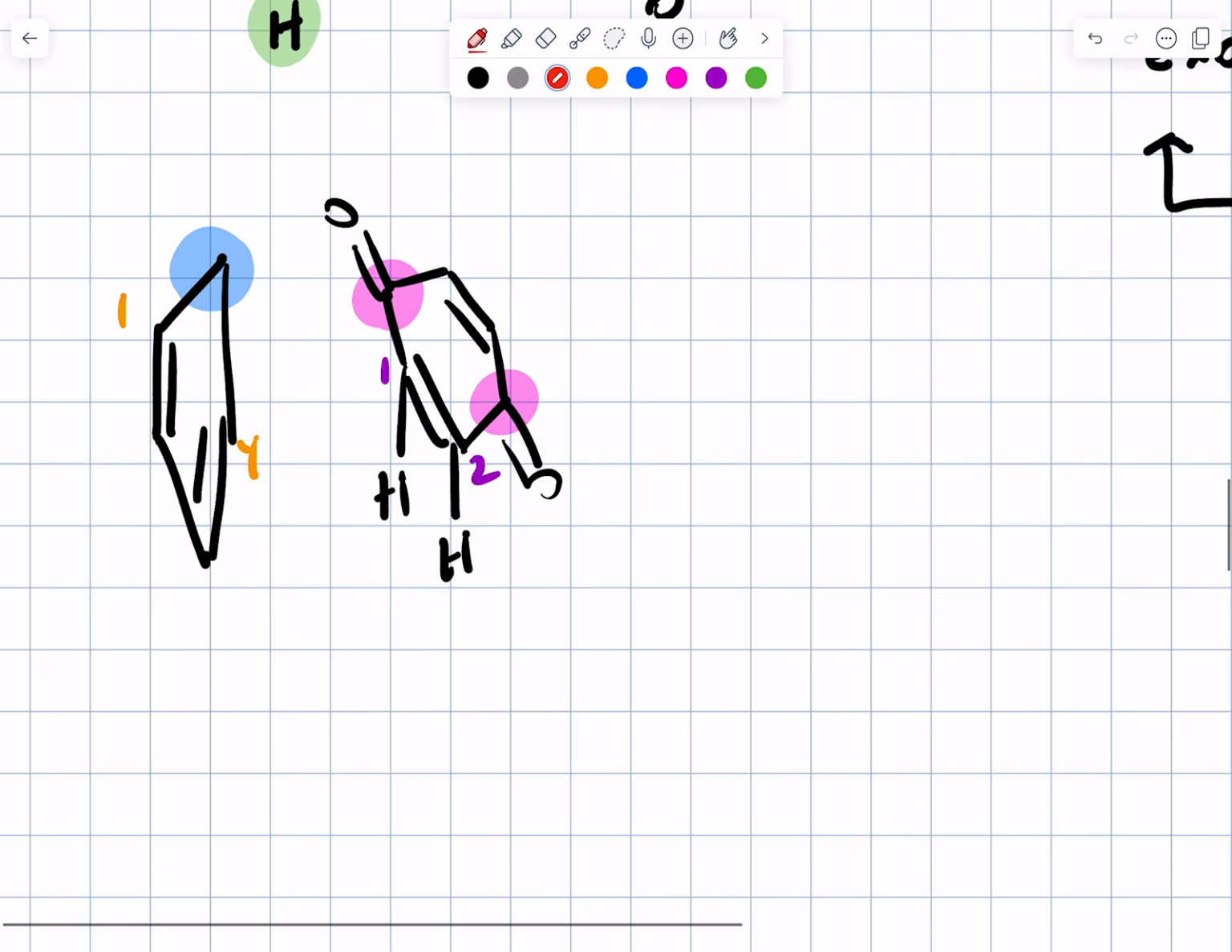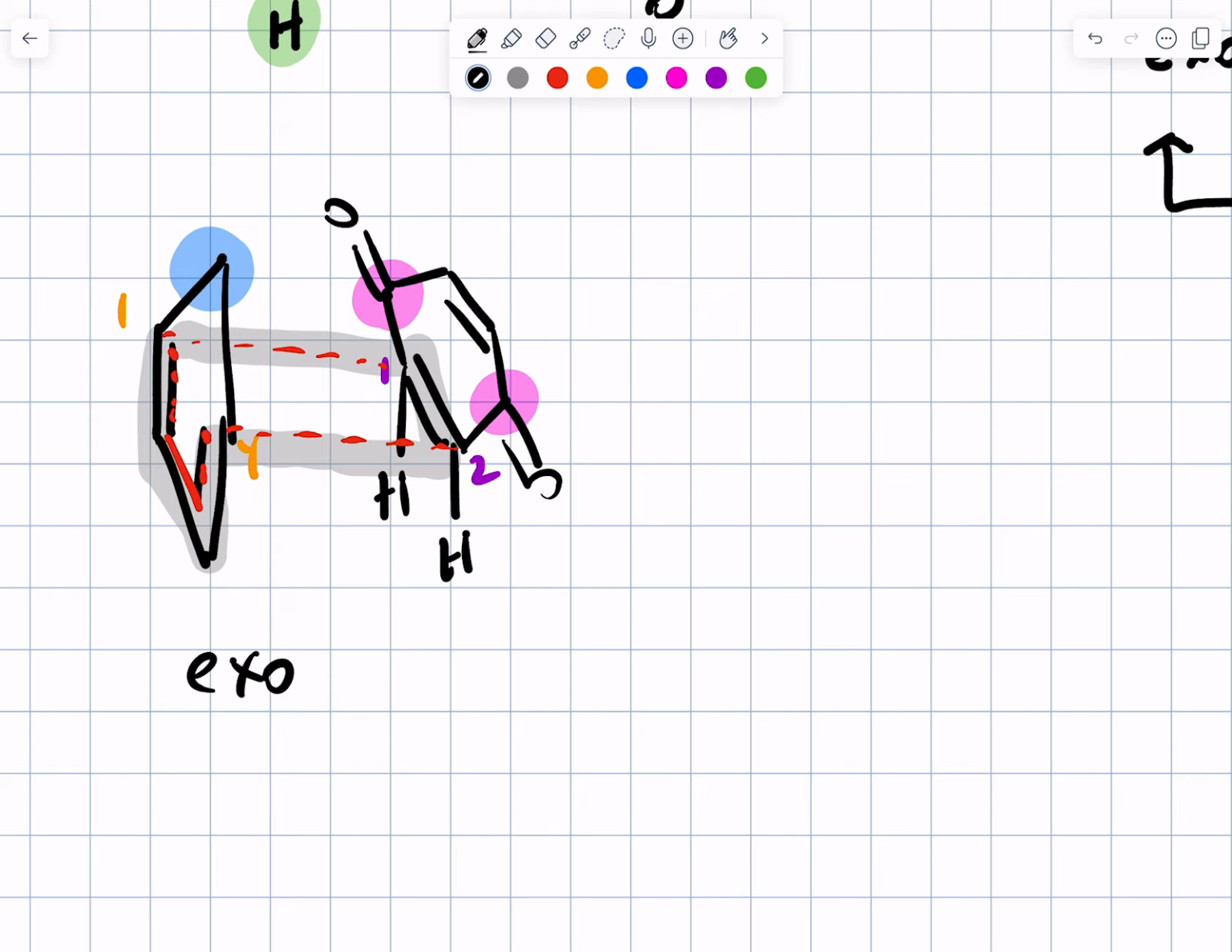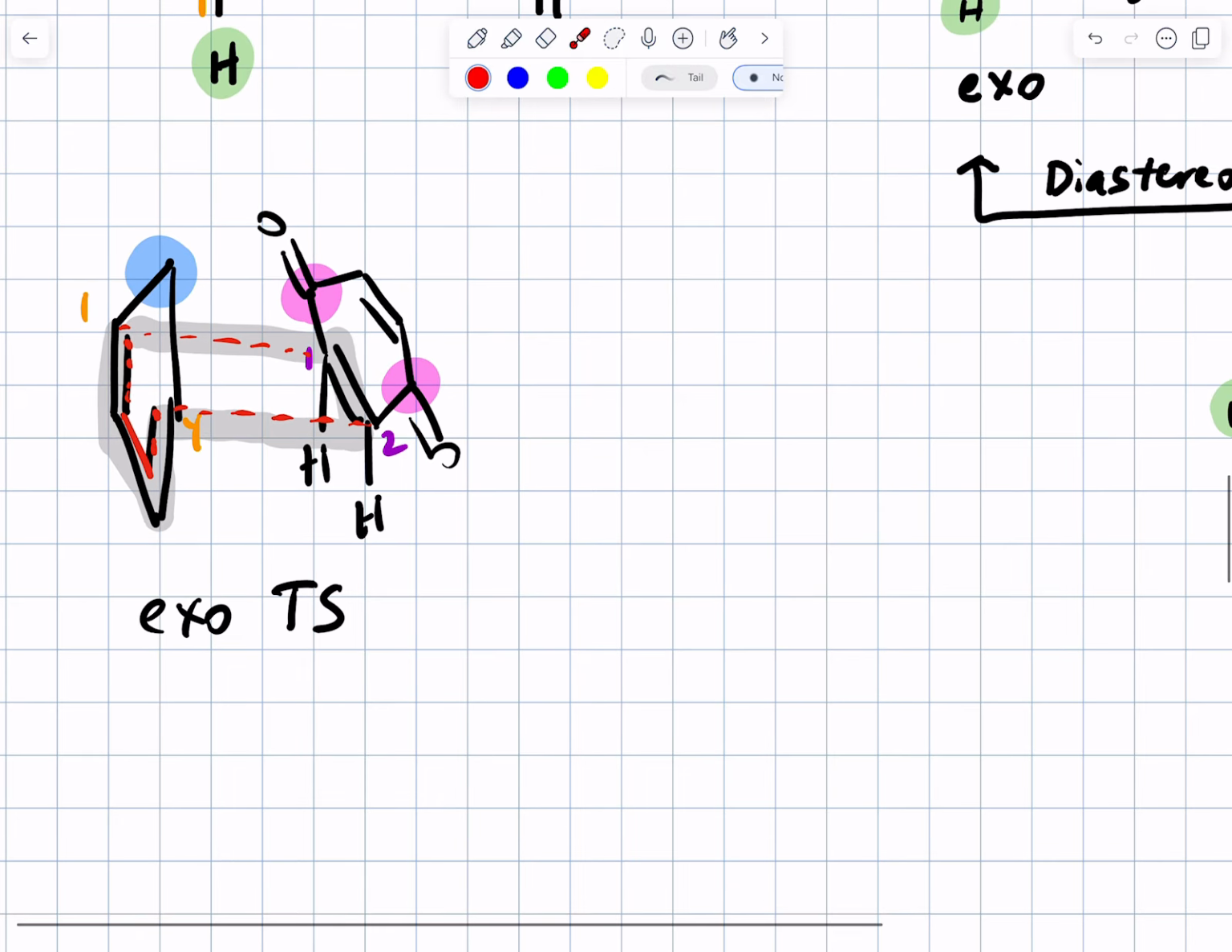And you'll notice that again, here is the ring that we are forming. Here's the new sigma bond between 1 and purple 1, between 4 and purple 2. Here's the new 6-membered ring that we're making. And you can see that in this endo transition state, sorry, I got it exactly wrong, exo transition state, blue and pink are on the same side. Where do we get the endo product from?